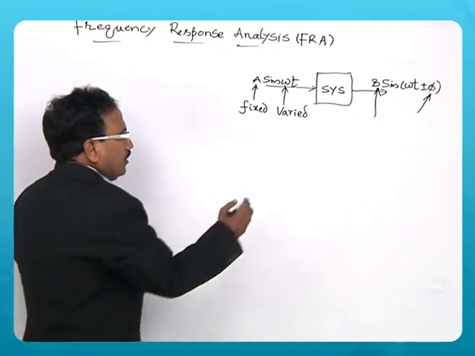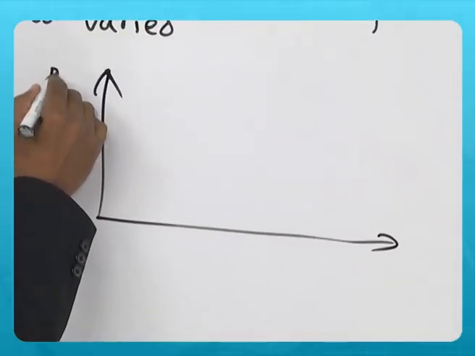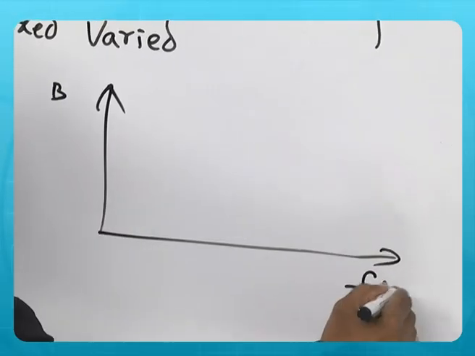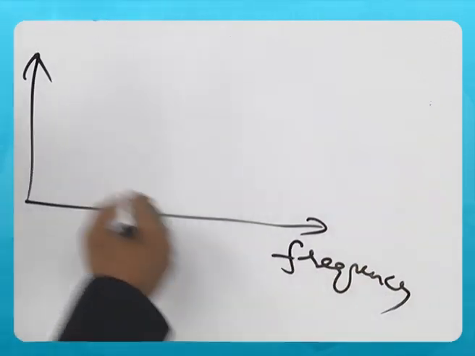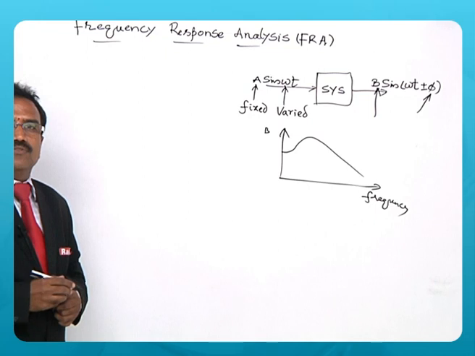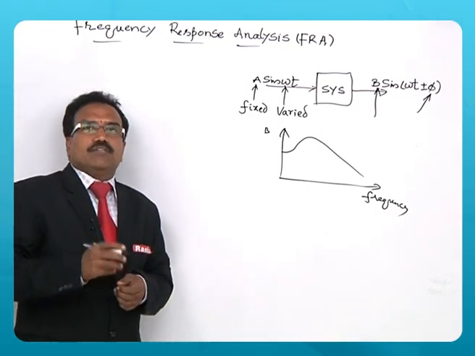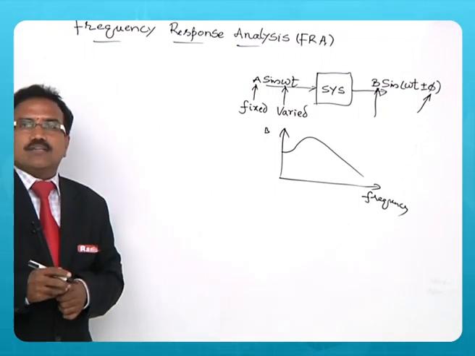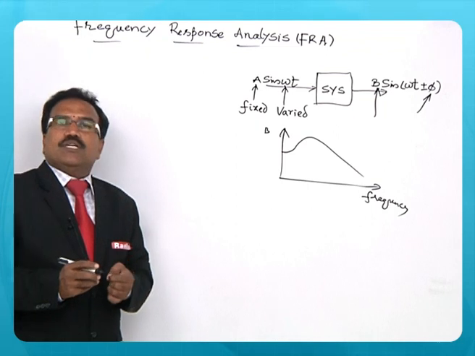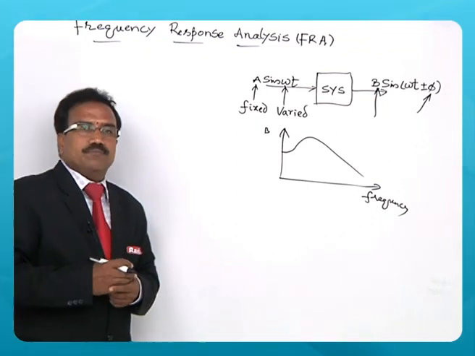So, any system response, say B is the magnitude here, and frequency on the x-axis, you may get a response this way. Variation in the output with respect to the frequency of the input signal. So, I said there are some frequency domain specifications helpful to analyze the system.